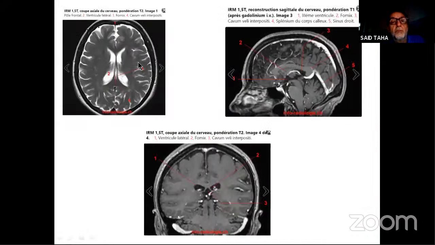This video is to show just the velum interpositum in the MRI. It's the upper part of the roof of the third ventricle.